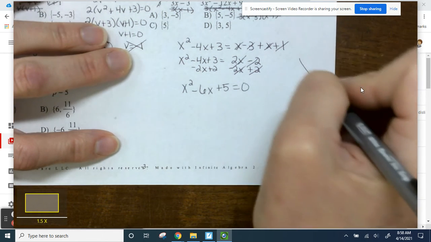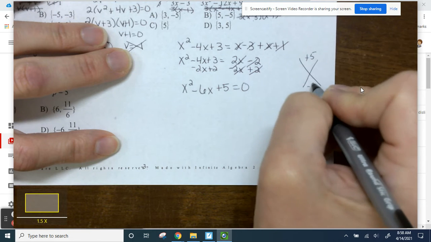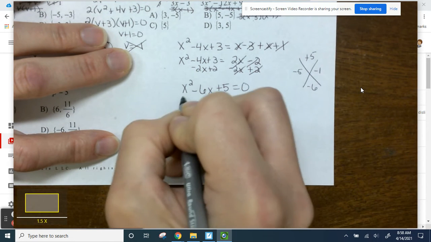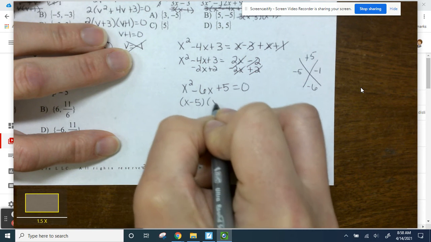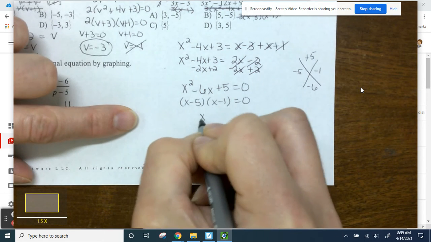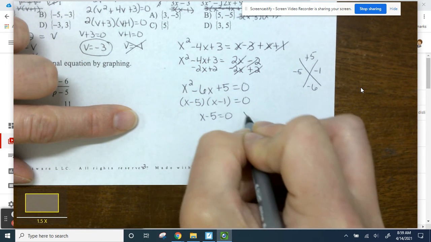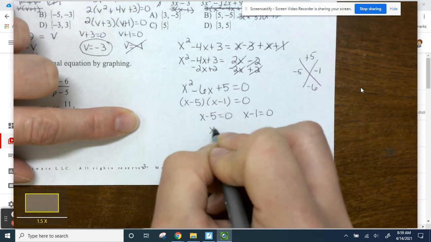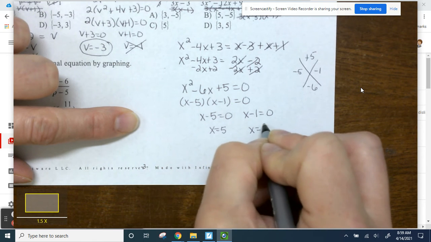Now we need to factor. So I need to get a positive 5 and a negative 6. So it's going to be minus 5 and minus 1. This is x minus 5 times x minus 1 equals 0. Set each piece equal to 0. X minus 5 equals 0. X minus 1 equals 0. This one gives us x equals 5. This one gives us x equals 1.